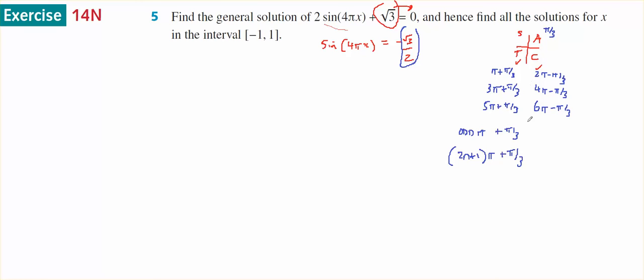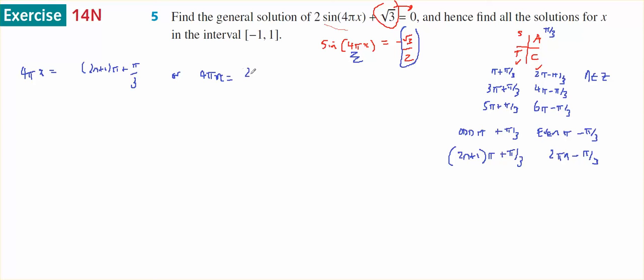And I have a rule here for the even pi's minus pi on 3, which will be 2 pi n minus pi on 3, where n is an element of all integers. Okay, so this is my angle. I have 4 pi x equals 2n plus 1 pi plus pi on 3, or 4 pi x equals 2 pi n minus pi on 3.